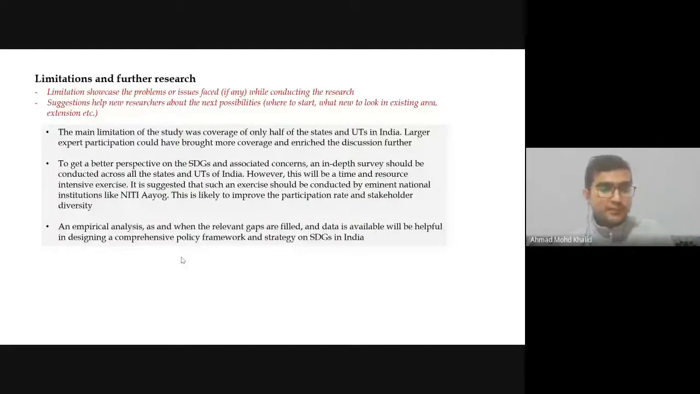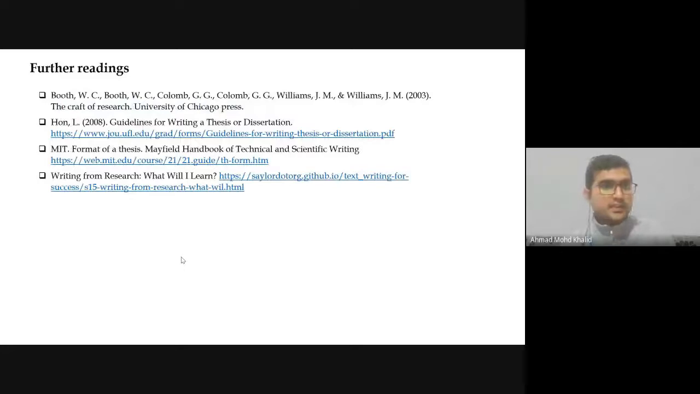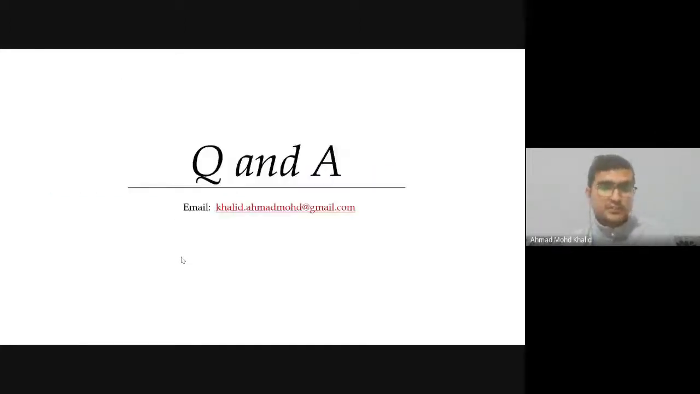So I think more or less these are all the components of your thesis. I hope you have gained some insights into how you are going to approach your thesis now. These are some of the references I have used for this counseling session, and these are some readings I have suggested. I think you will benefit if you go through these readings. So that's all from my side for today's talk, and I'm open to questions. Thank you.